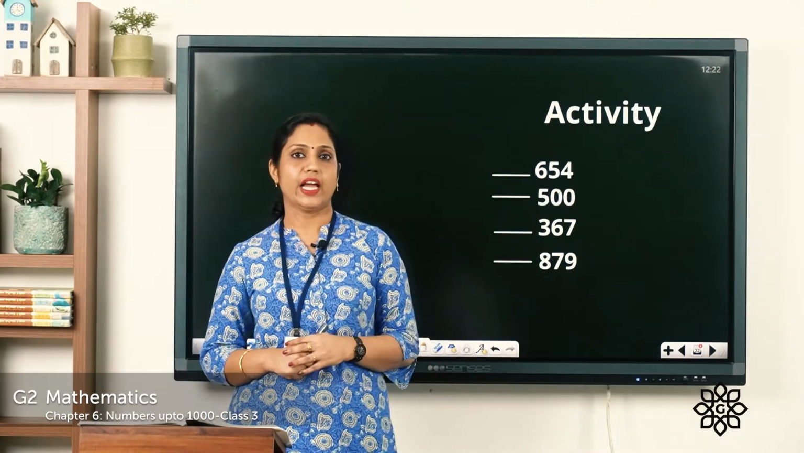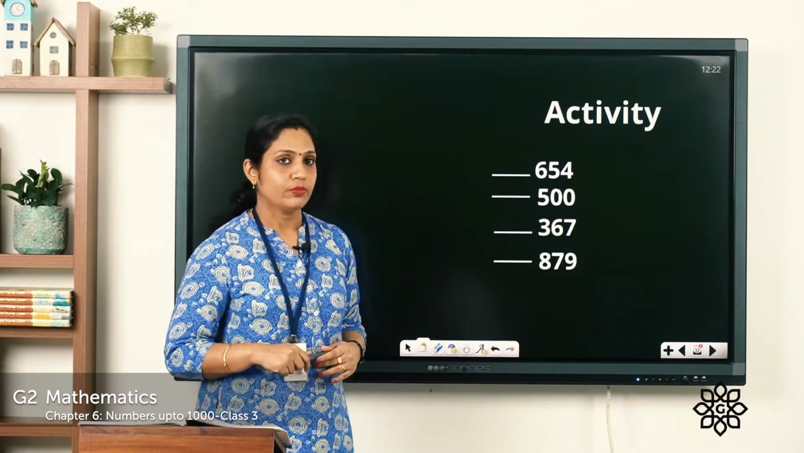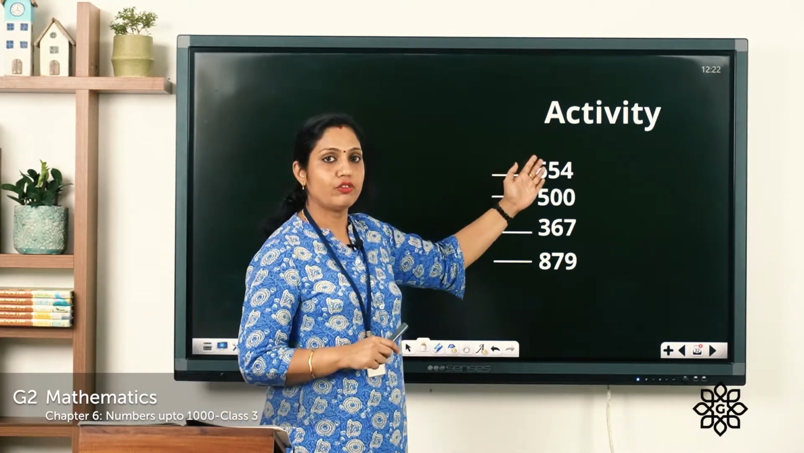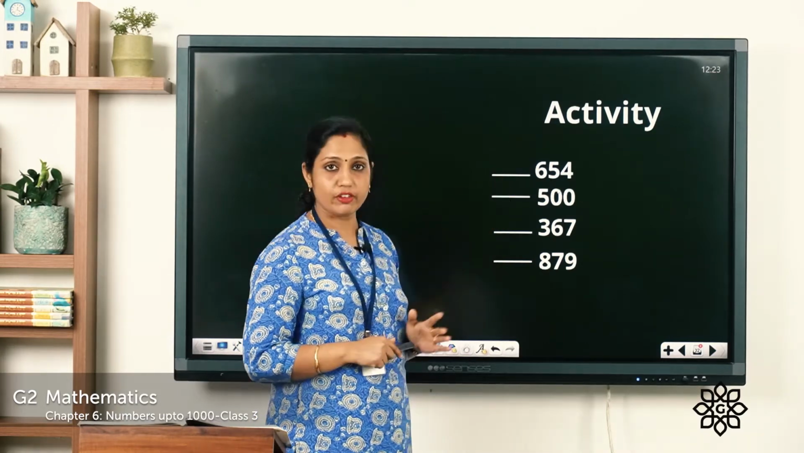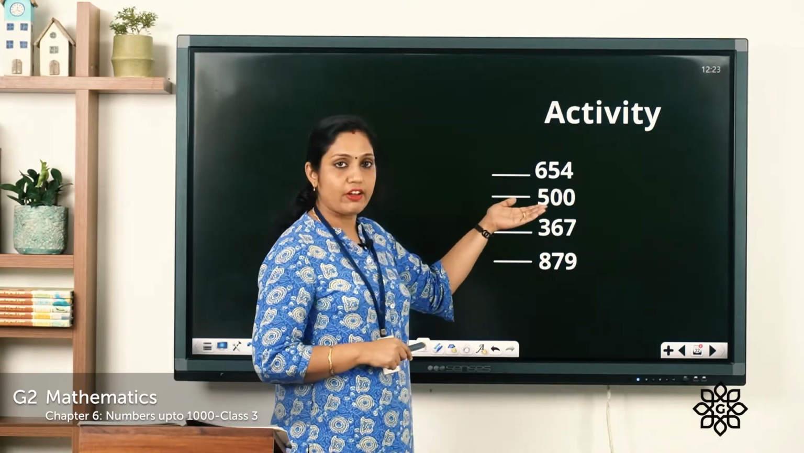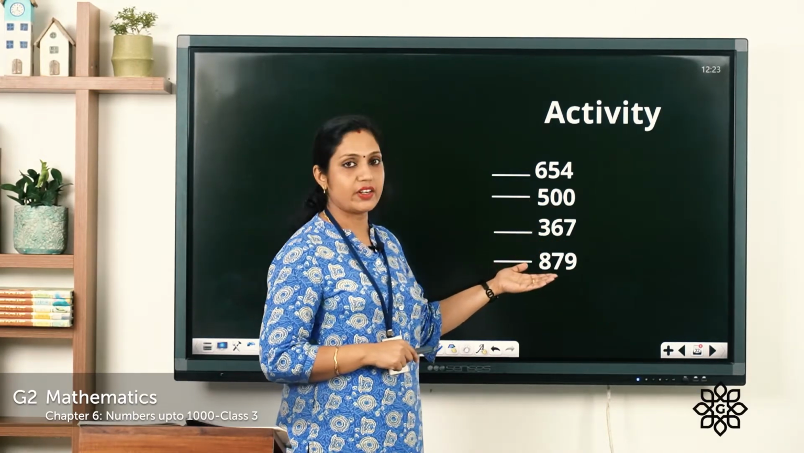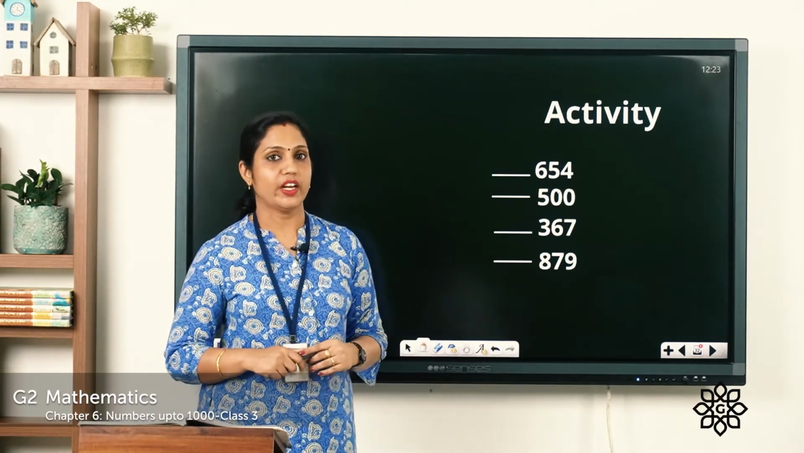So now let's do an activity. You can write down the questions, pause the video and do it. Let's read the questions. We have 654. We have to find out the number which comes just before 654. The second question we have 500, third we have 367 and 879. So this is an activity for you. You can write it down.